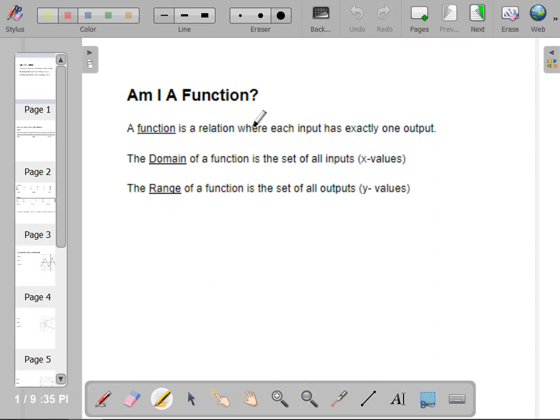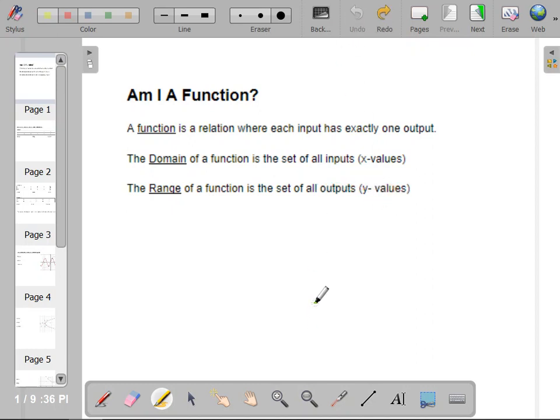A function is a relation where each input has one output, which means every x value should have one y value that corresponds with it. And if there's ever an x value that repeats and has a different y value, then it's not a function. The other things we need to know is that a domain is going to be the inputs, which we'll usually refer to as x values, and a range is the outputs, which are y values.